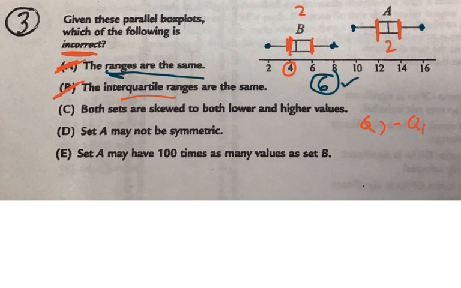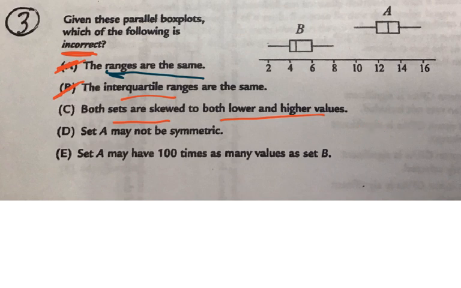Now let's go to C. It says both sets are skewed both lower and higher values. Guys, if something is skewed both left and right, we call that symmetric. Okay? Now, let's talk about what we should know here.